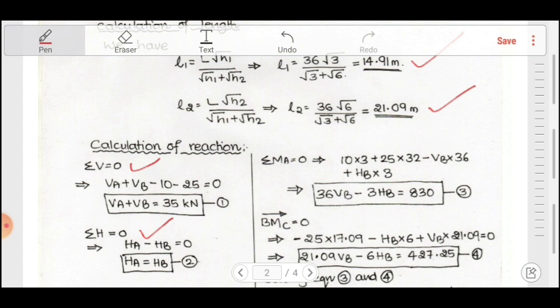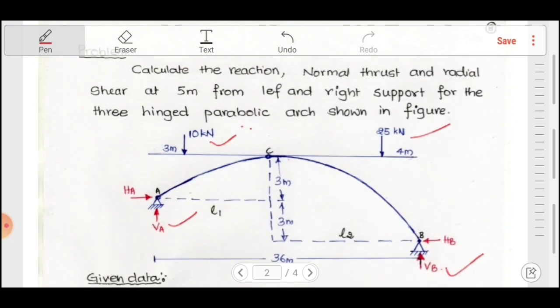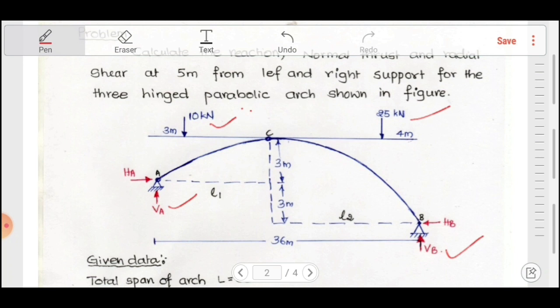Next we'll apply the third equilibrium equation, that is summation of moment at A is equal to 0. When I apply summation of moment at A is equal to 0, you can see here 10 kilonewton is at a perpendicular distance from A of 3 meter, and for 25 kilonewton the perpendicular distance from A is, total span 36 minus this particular 4 meter, it is 32 meters. So 25 into 32.